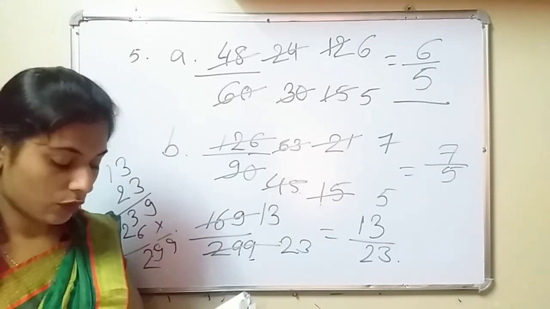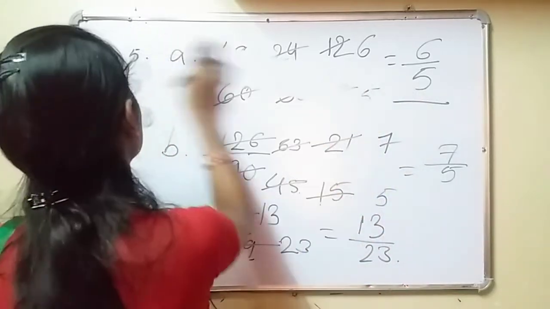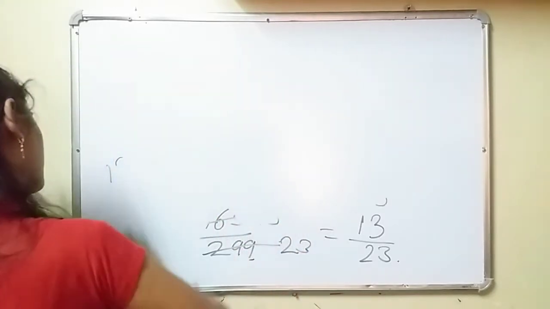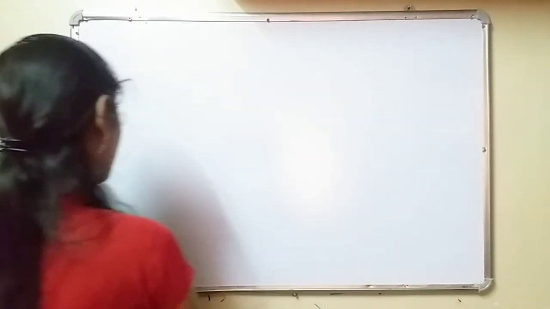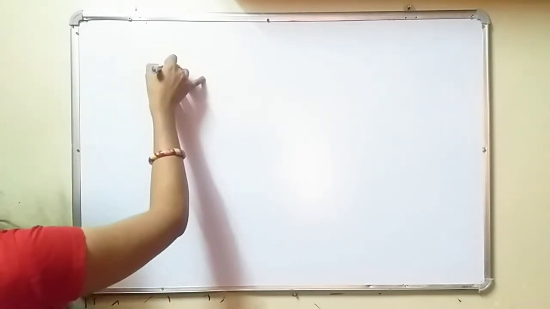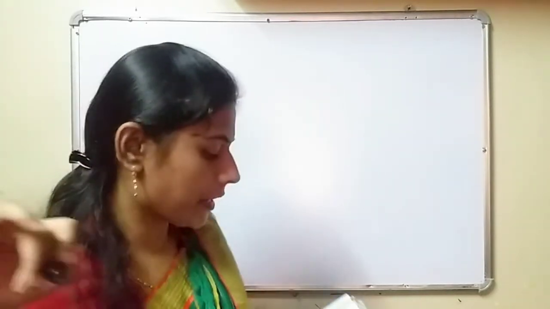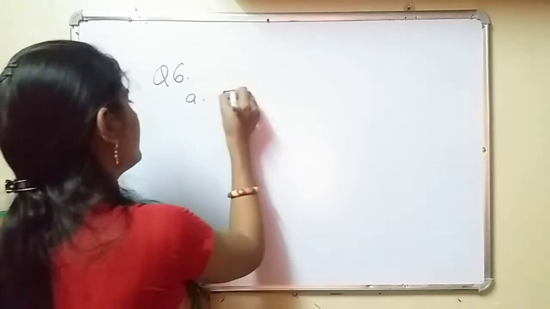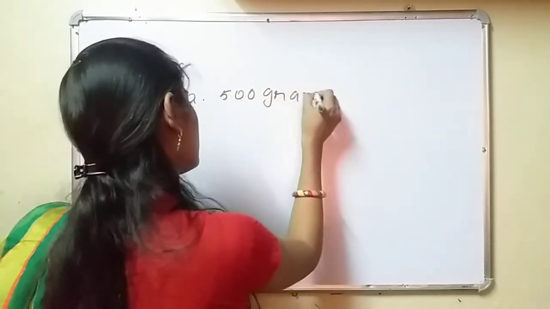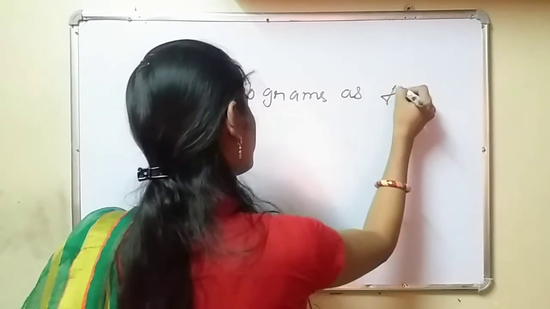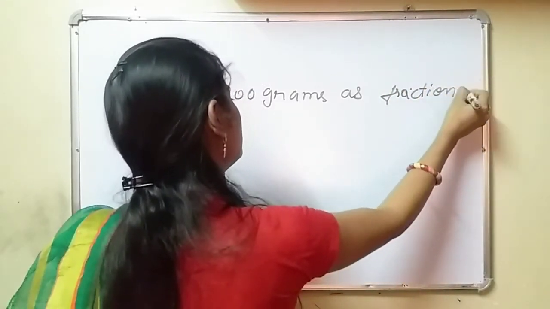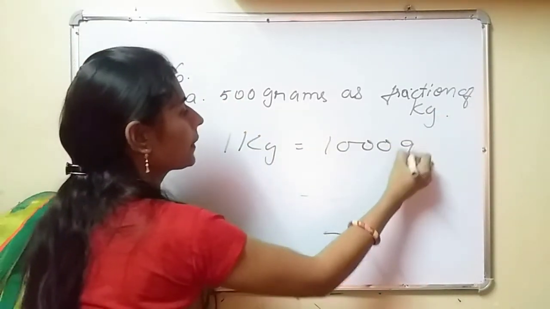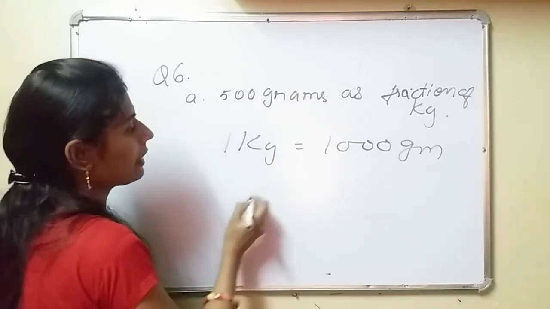Okay, so do the rest of the questions. Question number 6 we will do now. Reduce each of the following fractions to their simplest form. 500 grams as a fraction of a kilogram. So 1 kilogram is equal to 1000 grams. Okay, so 500 grams are given here.